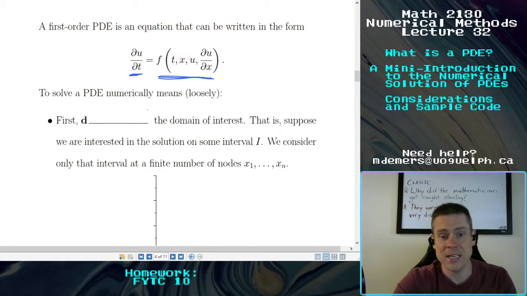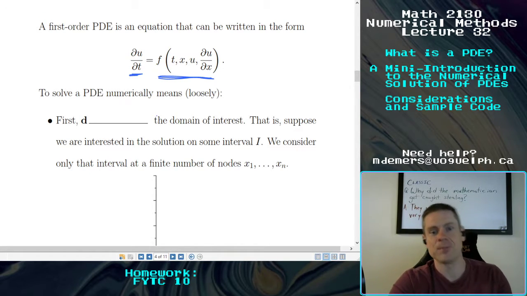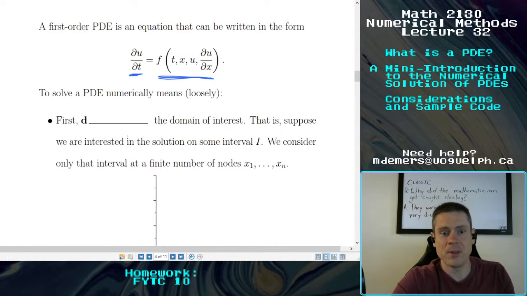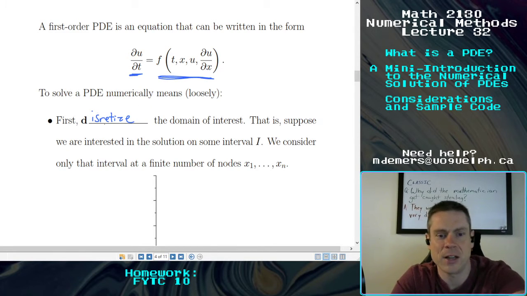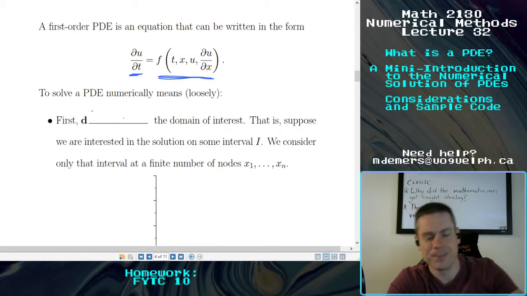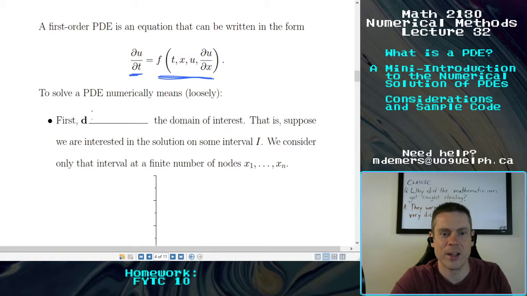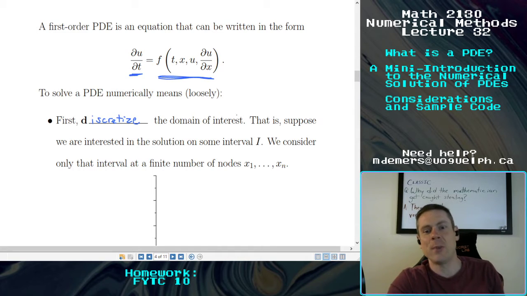To solve a PDE numerically means take the following steps. The first thing we need to do is to discretize. That was not spelled correctly. Let's try that again, Matt. There's a swing and a miss for you. I'm approximating the solution to this, and I left out the C. Discretize, with a C, the domain of interest.